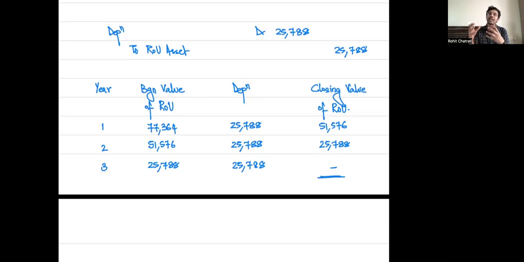You can show a value only when you're having an asset. At the end of year 1 and year 2, you were actually having the asset and using it, and therefore you had a value reported on the balance sheet. Whereas at the end of year 3, you have returned the asset back to the lessor, and hence it is logical that we show a closing value of 0 against the ROU asset. So when the lease term comes to an end, the ROU asset is supposed to have a 0 value.